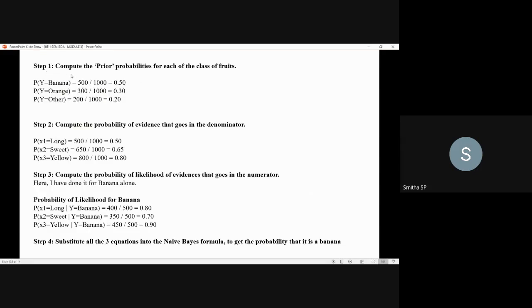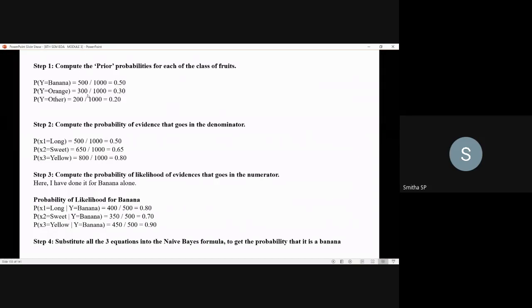In step 1, you should compute the prior probabilities for each class of fruits. So what are the fruits you have? Banana, orange and other. We call these the y variables. For these y variables, now you have to calculate the probabilities. The number of bananas you have is 500, where the total number of fruits is 1000. So 500 by 1000, 0.50 is the probability you will obtain.